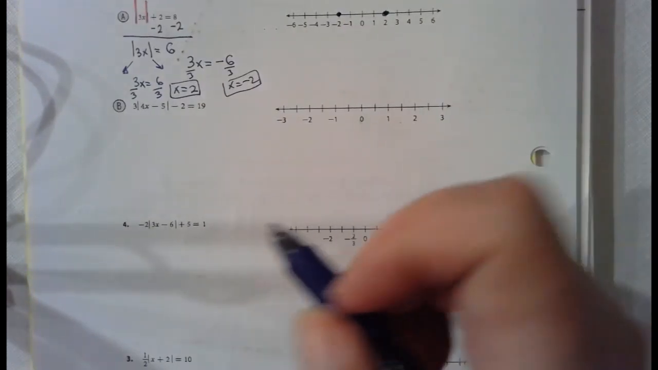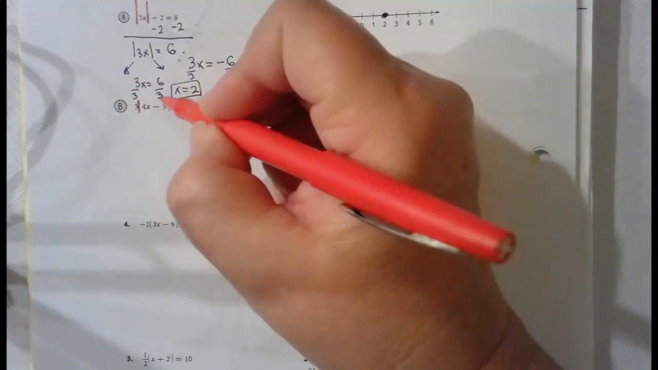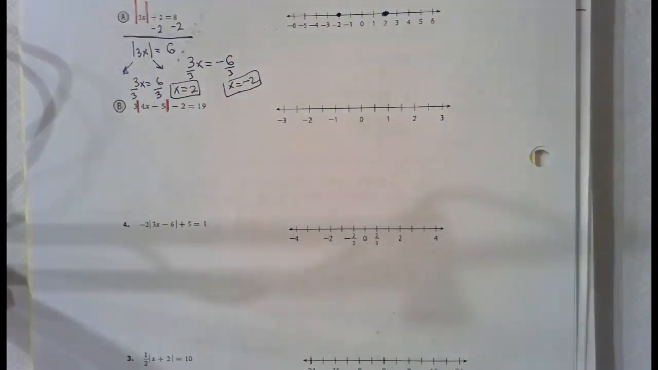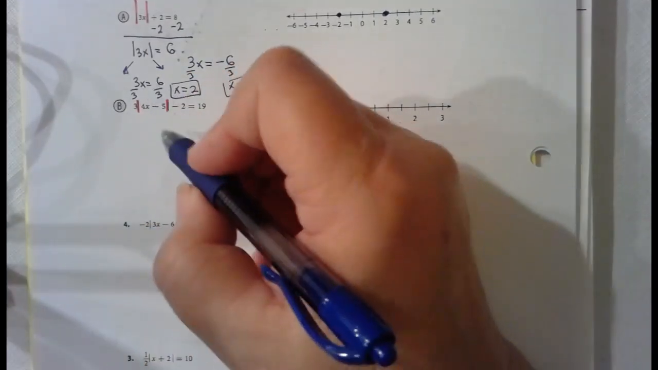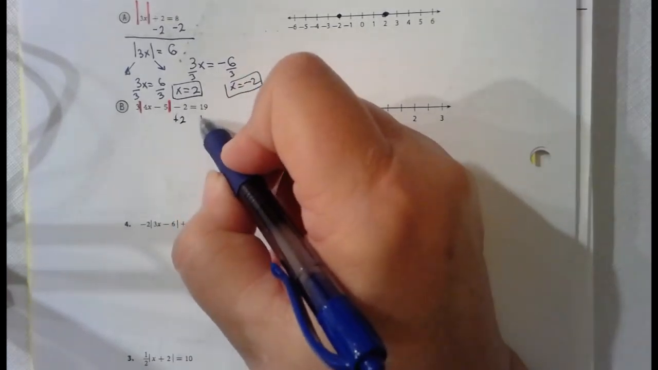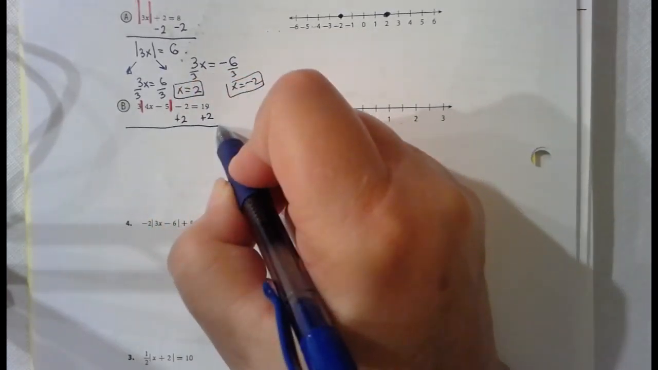In the next example, again, my absolute value is not by itself, so I'm just going to isolate it first. And remember, the first thing you need to do is get rid of the number that's away from my castle, so you're going to add 2 to both sides.